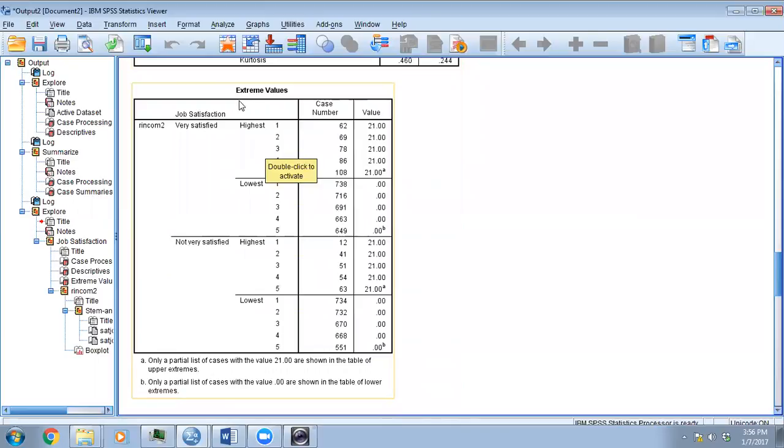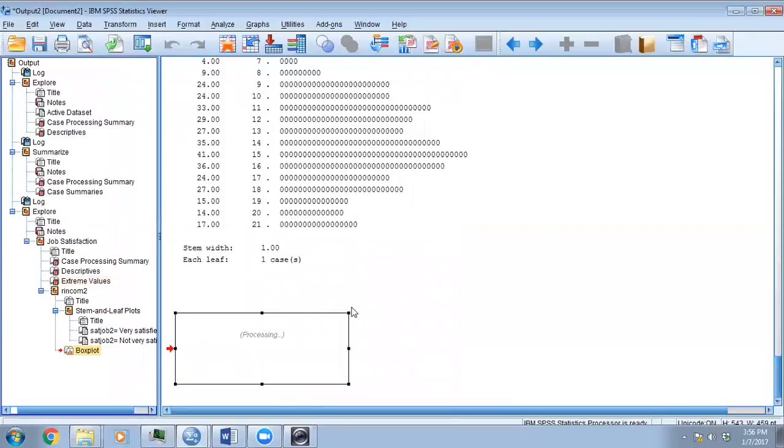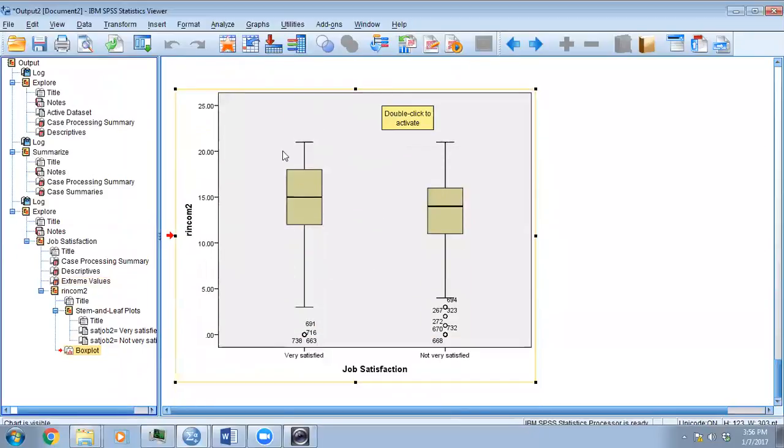Then we're going to go to the extreme values here. Now this extreme values table shows you the highest 5 values and lowest 5 values in each category. So these may not necessarily be outliers, but these are the highest and the lowest values here. The box plot is going to give us specific details here. Box plot gives us the case numbers, which are outliers. These are all outliers. And the stem and leaf plots give you more information.